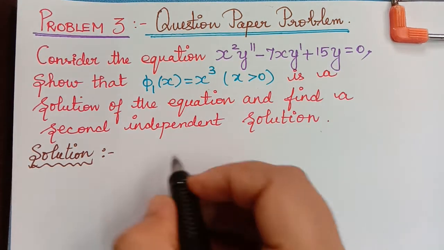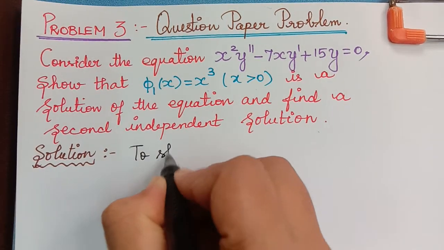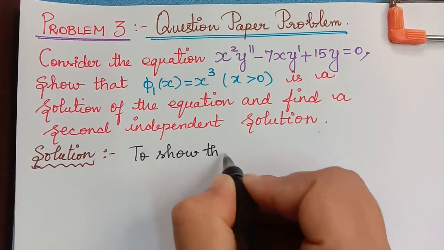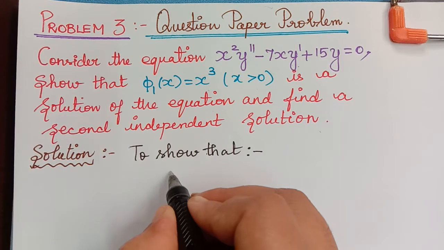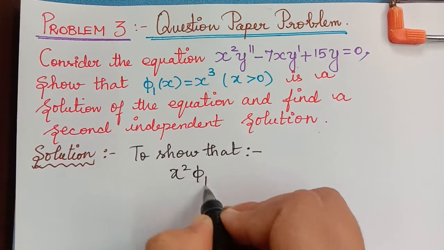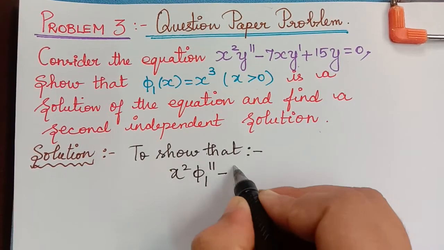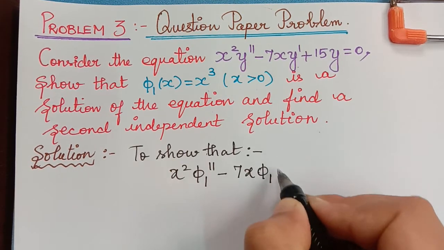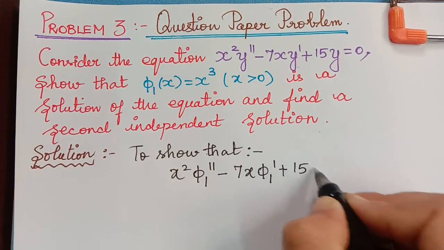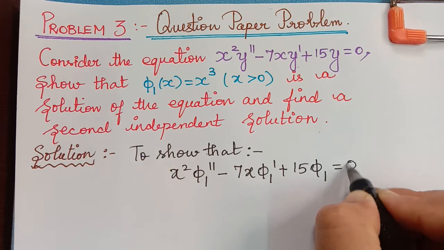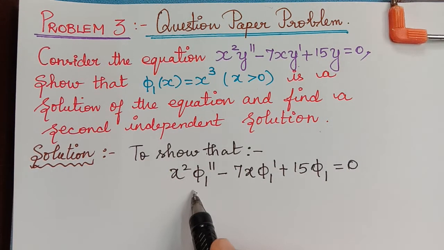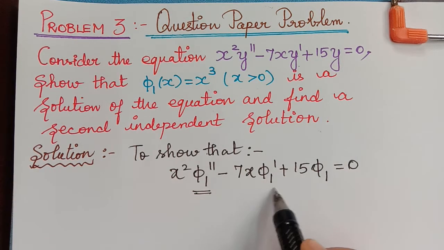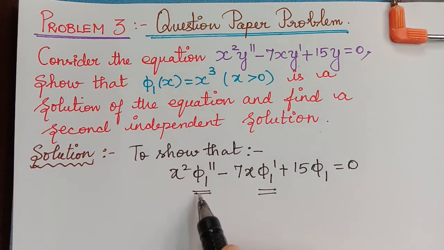That is, to show that phi 1 is a solution of this equation, what we have to show is x squared phi 1 double dash minus 7x phi 1 dash plus 15 phi 1 is equal to 0. So this is what we have to show. In order to show this, first we have to find phi 1 dash and phi 1 double dash, and then substitute here.